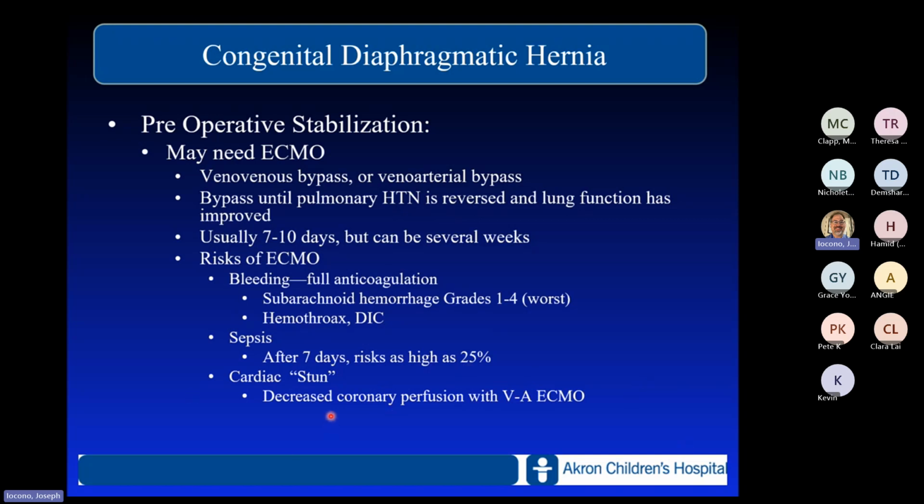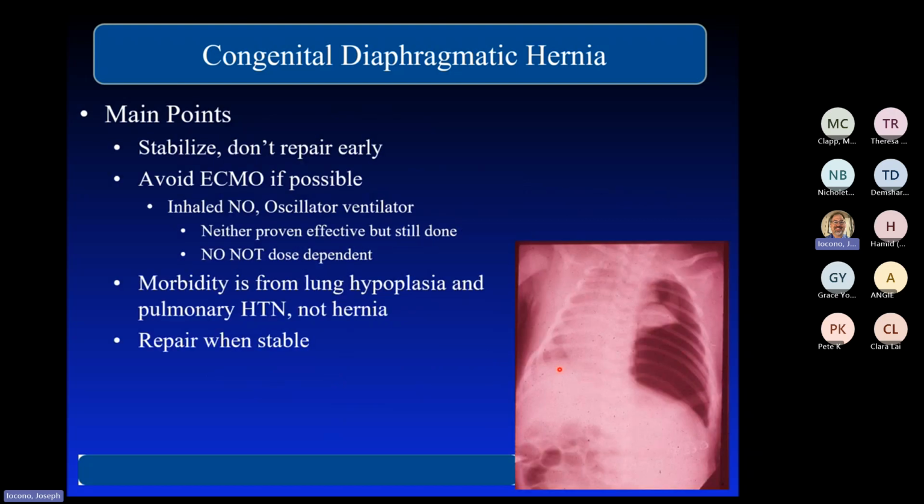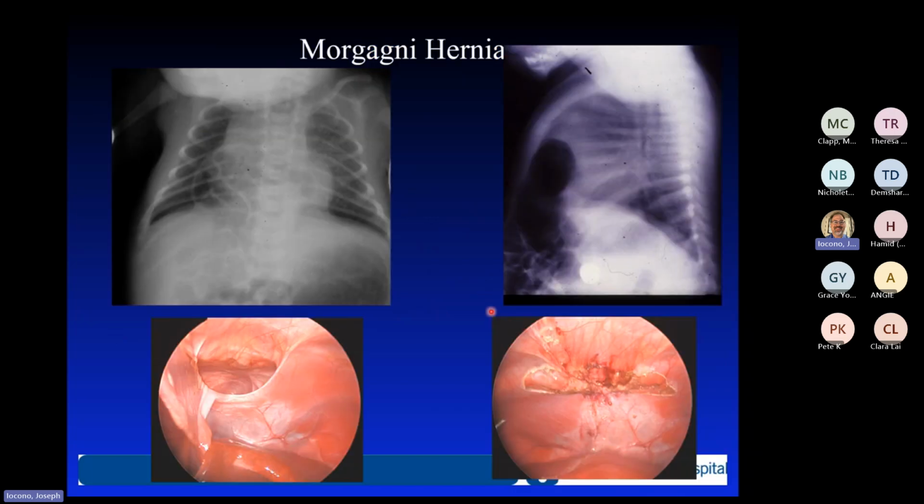And sometimes they like to ask this question. Cardiac stun happens on VA ECMO because you're delivering the oxygenated blood past the coronaries, and the coronaries are relatively ischemic when you're on VA ECMO. So stabilize, don't repair early, avoid ECMO as much as possible, use gentle ventilating. Morbidities come from lung hypoplasia and pulmonary hypertension, really not the hernia, and repair when they're stable.